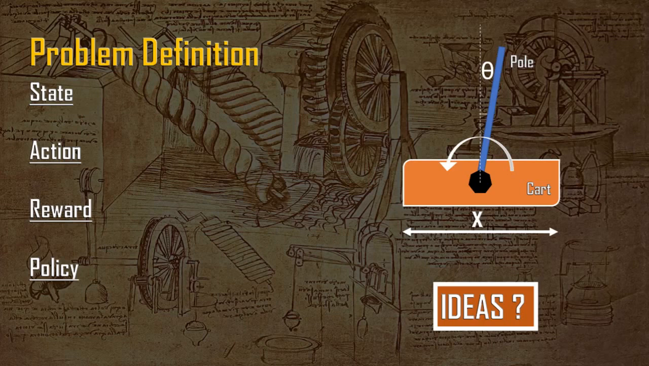So to make it simple, the policy should be such that if the angle is greater, then it should try to minimize the angle, and if the angle is less, then it should probably keep it at that angle. All of these things are towards one particular goal, and I think we can individually define it easily if we always take into account the overall goal. So any ideas regarding policy?